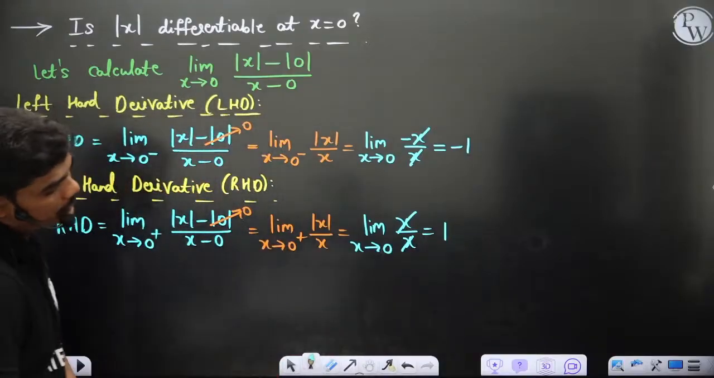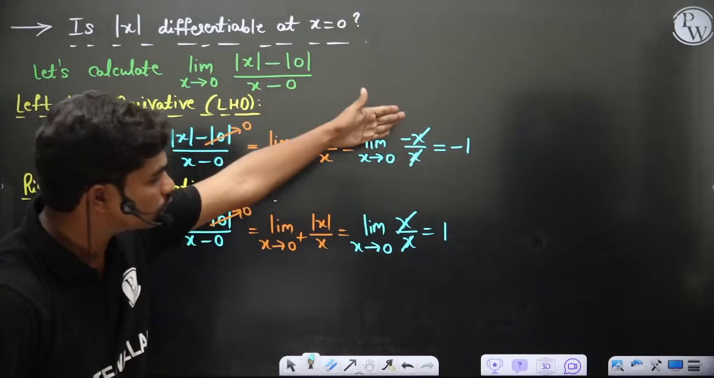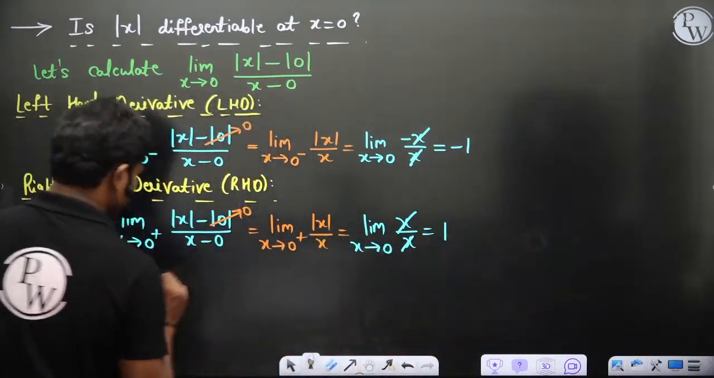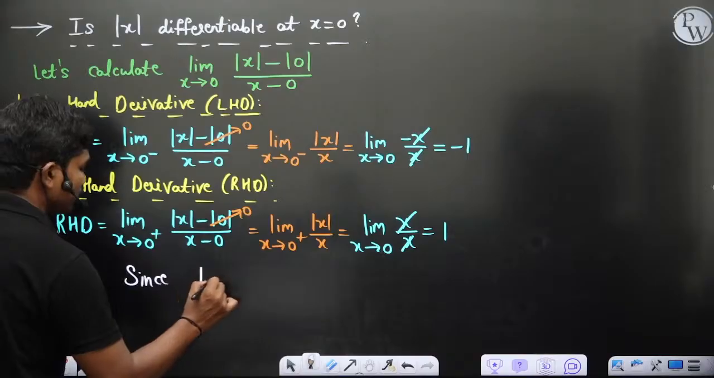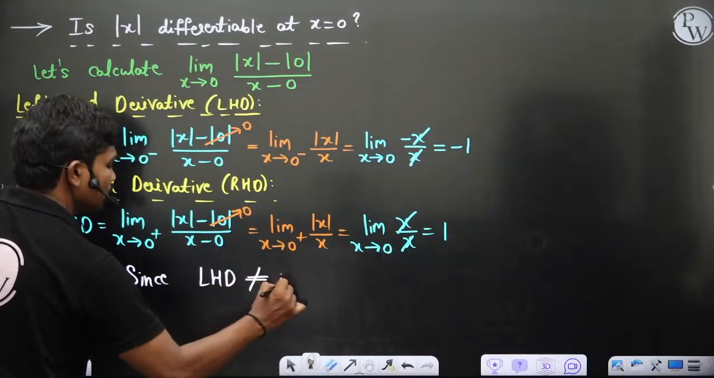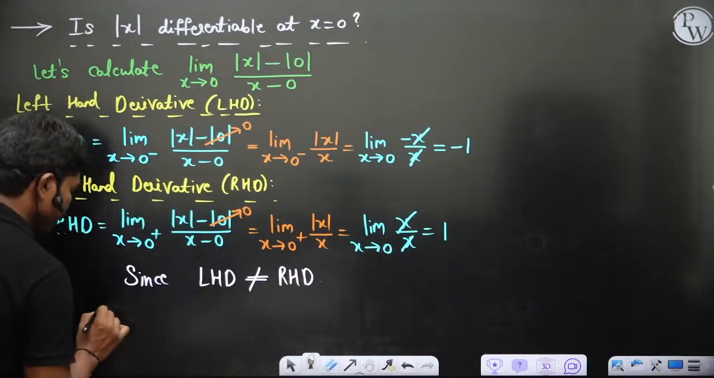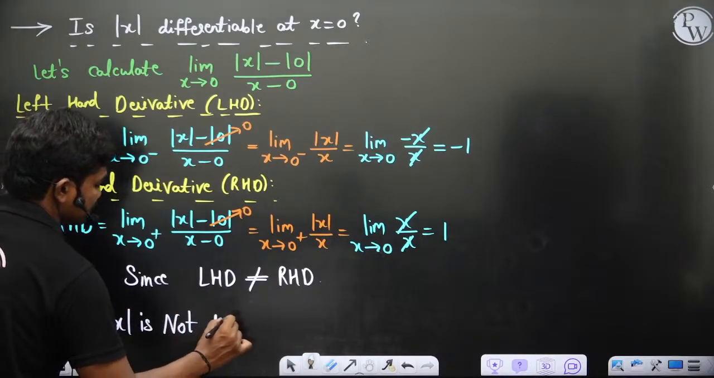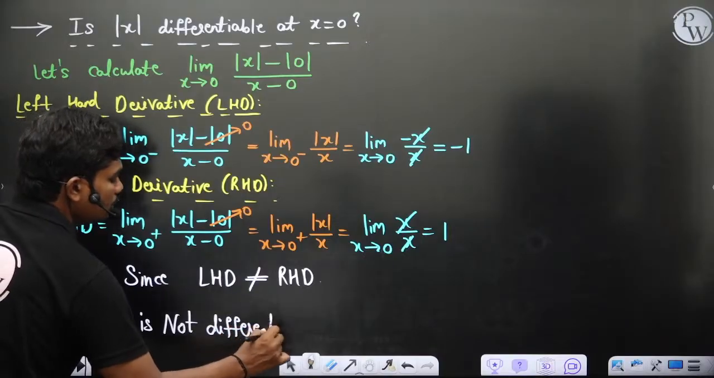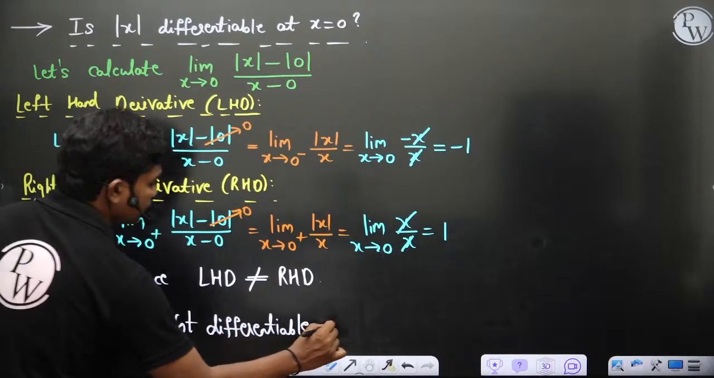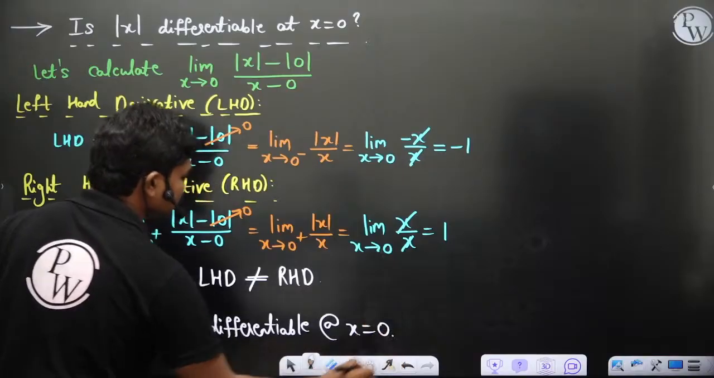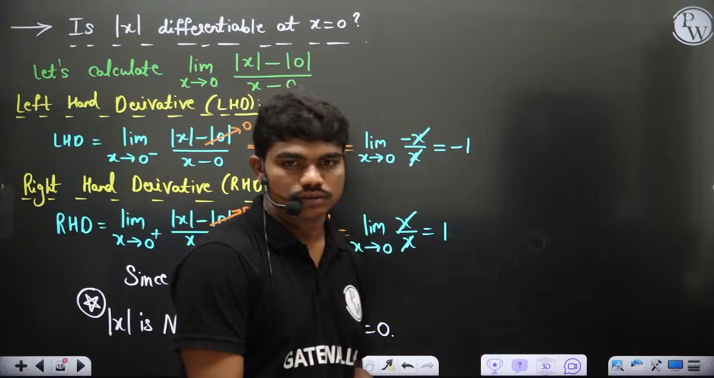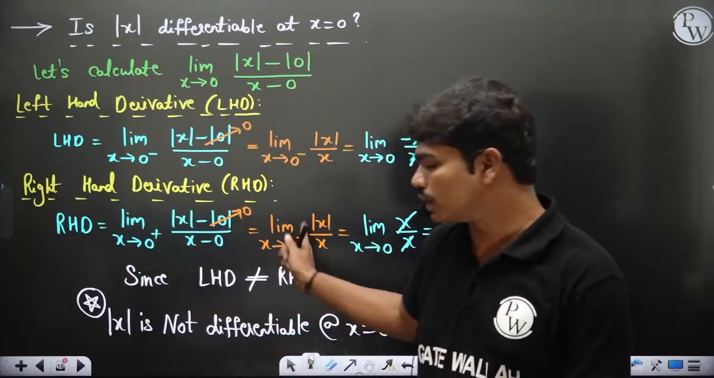Now clearly you can understand one thing, this right hand derivative is 1 and left hand derivative is minus 1, so clearly these two are not equal. Okay, so since left hand derivative is not equal to right hand derivative, ultimately mod x is not differentiable at x is equal to 0. This is a very important statement, clear? So mod x is not differentiable at x equal to 0. Right hand derivative is 1, okay.